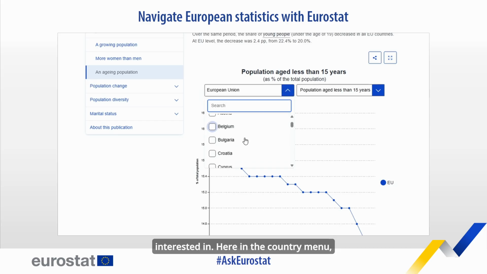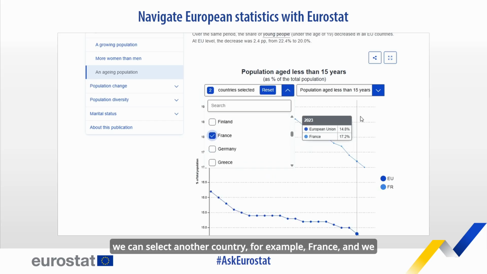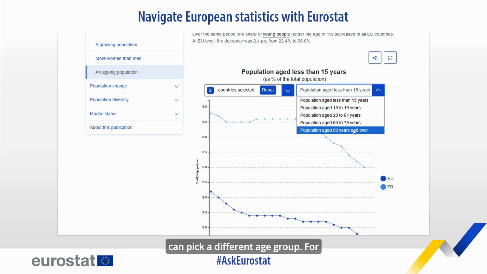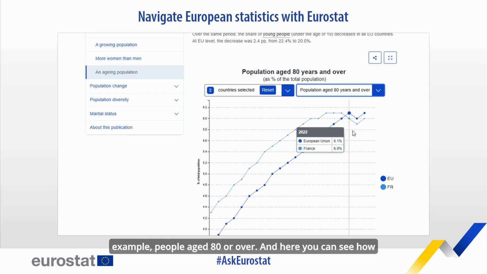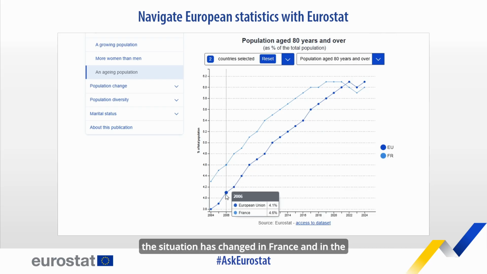Here in the country menu, we can select another country, for example, France, and we can pick a different age group, for example, people aged 80 or over. And here you can see how the situation has changed in France and in the EU.